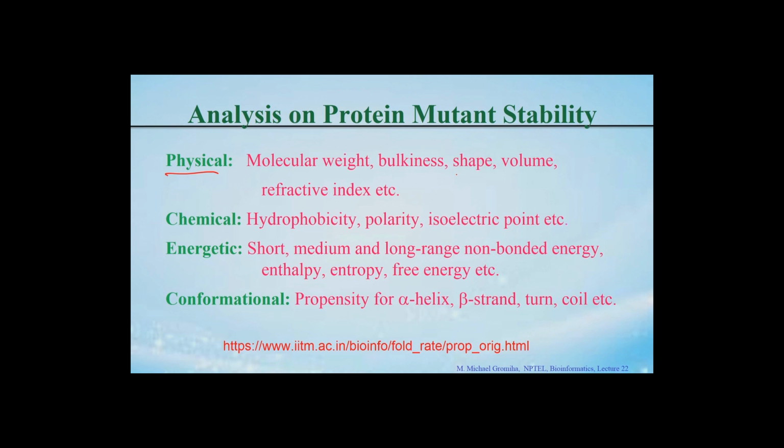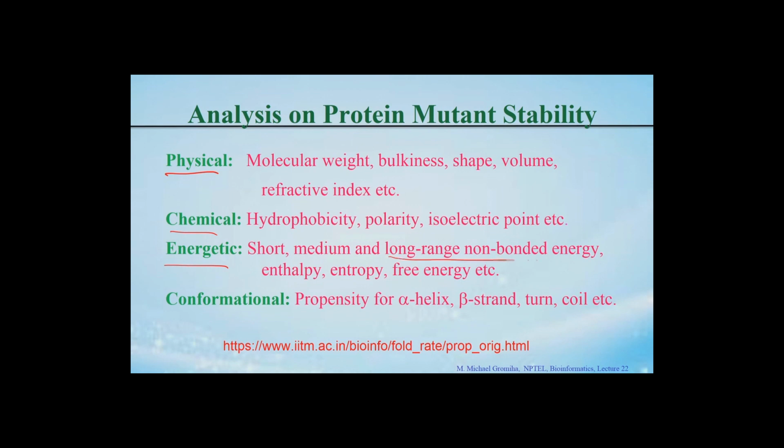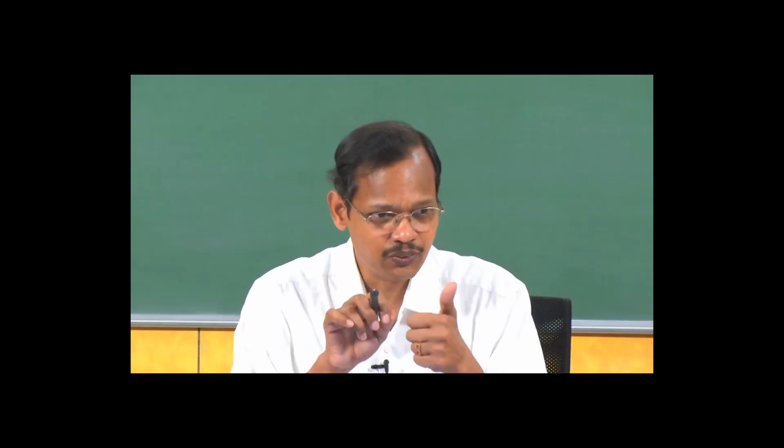There are several chemical properties, for example, hydrophobicity and polarity, isoelectric point, several chemical properties. Then energetic properties, such as short range interaction energy: how two residues are in contact with each other based on short, medium or long range. The frequency of occurrence of these residues compared with all the residues within that range, you can convert this into potentials, and from this you can get the energy. For example, long range non-bonded energy: you can see for each residue how it interacts with other residues. Then you can get enthalpy, entropy, free energy and so on. These are the properties you can calculate for each residue.